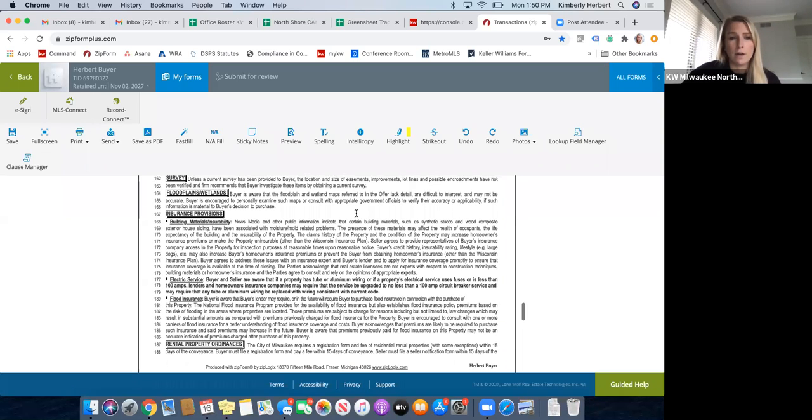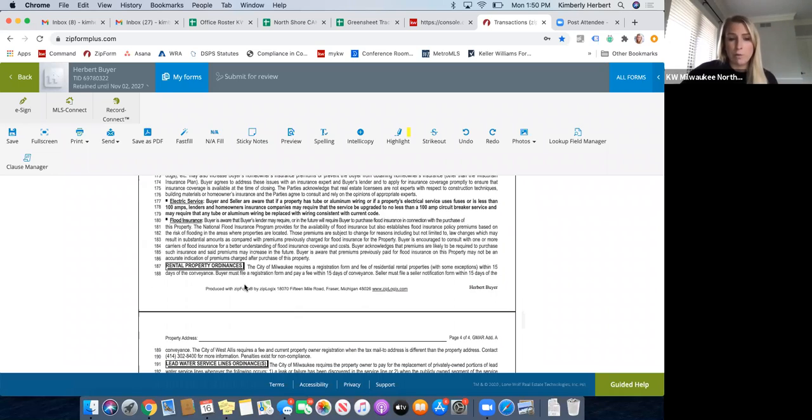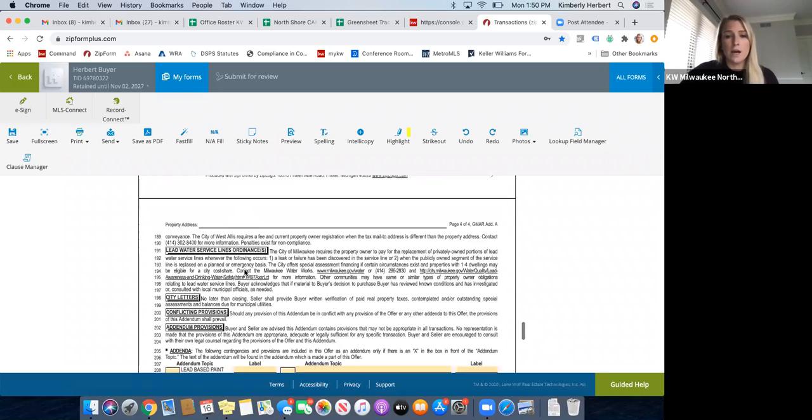All right, skipping ahead here. Insurance provisions. I'm not going to go through all these, but just be aware that they're here. Rental property ordinances, lead service line ordinances. So this is more common. It specifically references the city of Milwaukee.